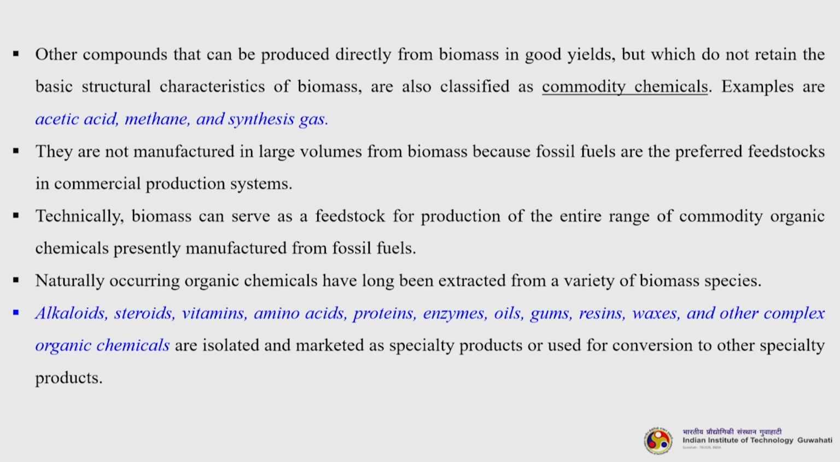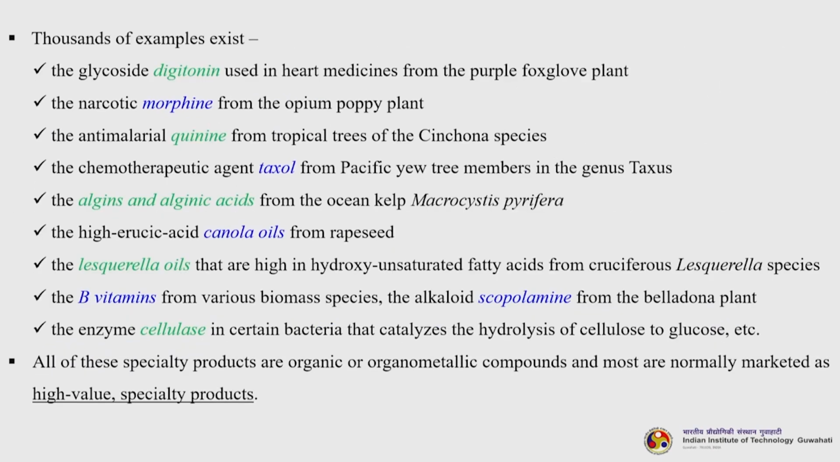Now, technically biomass can serve as a feedstock for production of the entire range of commodity organic chemicals presently manufactured from fossil fuels. Naturally occurring organic chemicals have long been extracted from a variety of biomass species. Alkaloids, steroids, vitamins, amino acids, proteins, enzymes, oils, gums, resins, waxes and other complex organic chemicals are isolated and marketed as specialty products or used for conversion to other specialty products. So, thousands of examples exist. Just something I have written here, we will go through it.